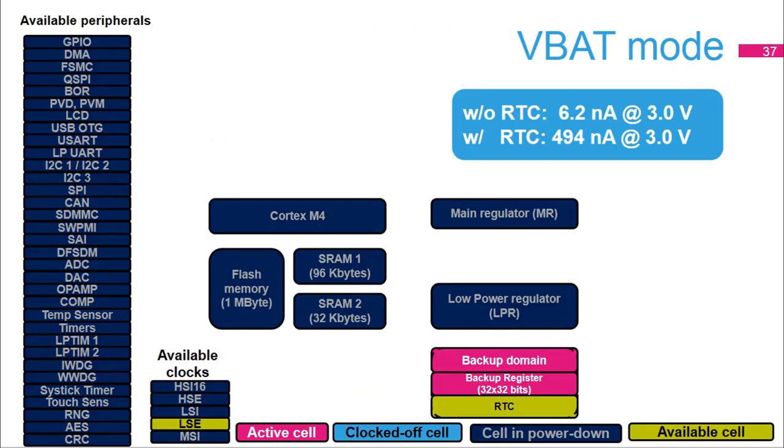In VBAT mode, the entire MCU is in power down mode except the backup domain, including the 128-byte backup registers, RTC, and external low-speed clock. The consumption from the VBAT pin is approximately 6 nanoamps without the RTC at 3 volts and 500 nanoamps with the RTC.